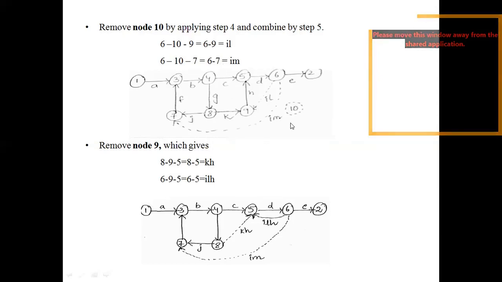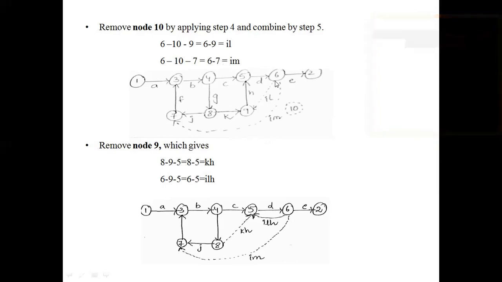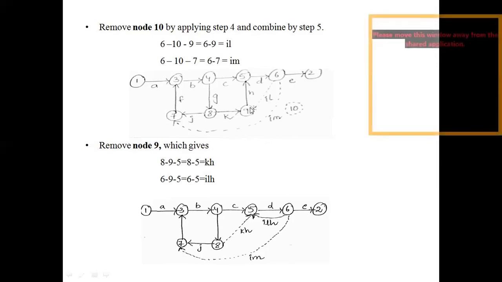Okay. See here in the diagram, we are removing the 10th node. See, the 10th node is removed. Then the connections go to 6 to 9 and 6 to 7. When you are joining the incoming to the outgoing for 6 to 9, it will be IL. When it goes to 6 to 7, then it will be IM. This is the process of reducing the nodes.